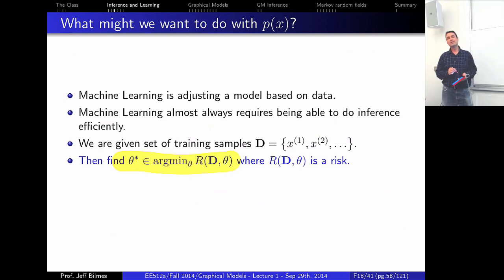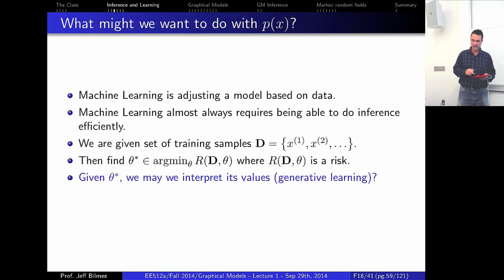And we want to find the theta that minimizes the risk. The risk is something that's a function of the data that you've got, and of course also the parameters. The risk is basically a measure of how bad theta is with respect to D and the risk function itself. And since it's a measure of badness, we want to minimize it, right? It's called the risk.